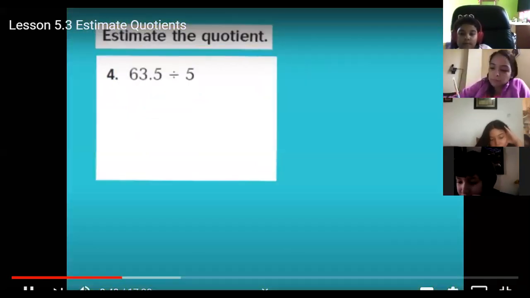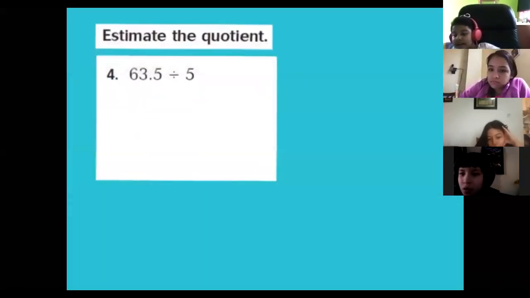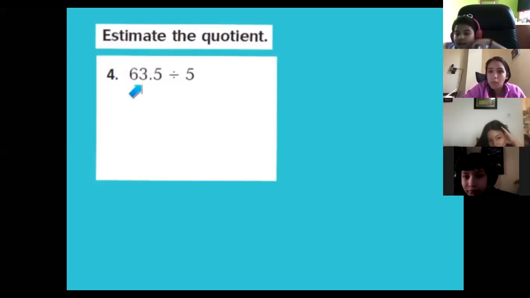Now, let's take a look at question number 4. Once again, our job is to estimate the quotient. I'm going to use compatible numbers to help me estimate the quotient. And once again, compatible numbers are numbers that are close to the given number and make it easier to calculate in your head. For question 4, they give us 63 5/10, and we're dividing that by 5.